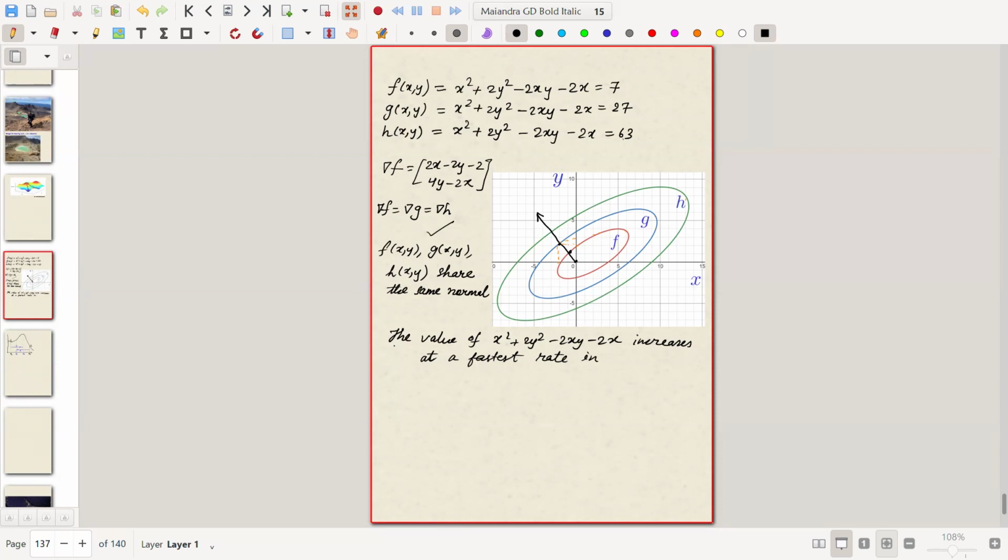This is one of the simplest examples to understand gradient. It can't be any simpler than this. So just apply your common sense. F has the value 7, G has the value 27, H has the value 63. And your gradient direction is this side. So the value of this increases at the fastest rate in which direction?